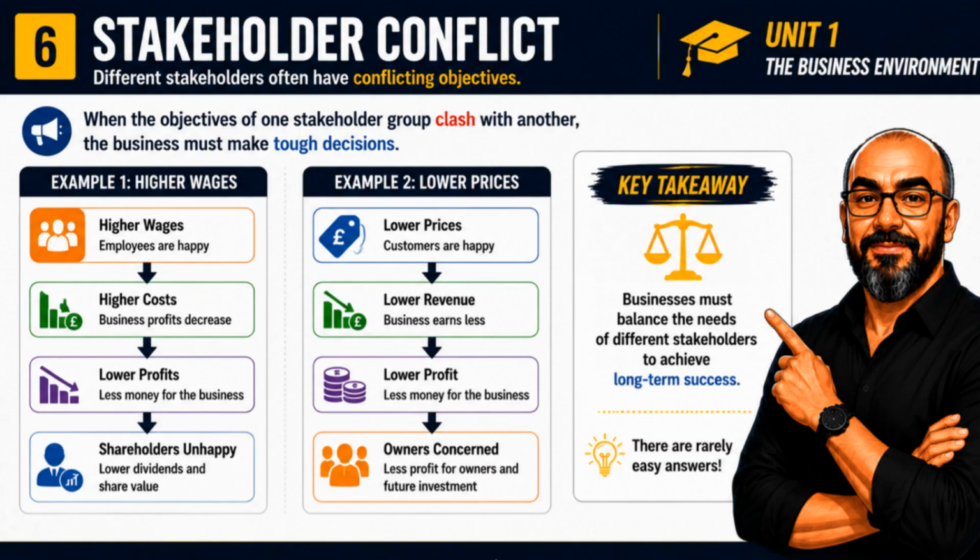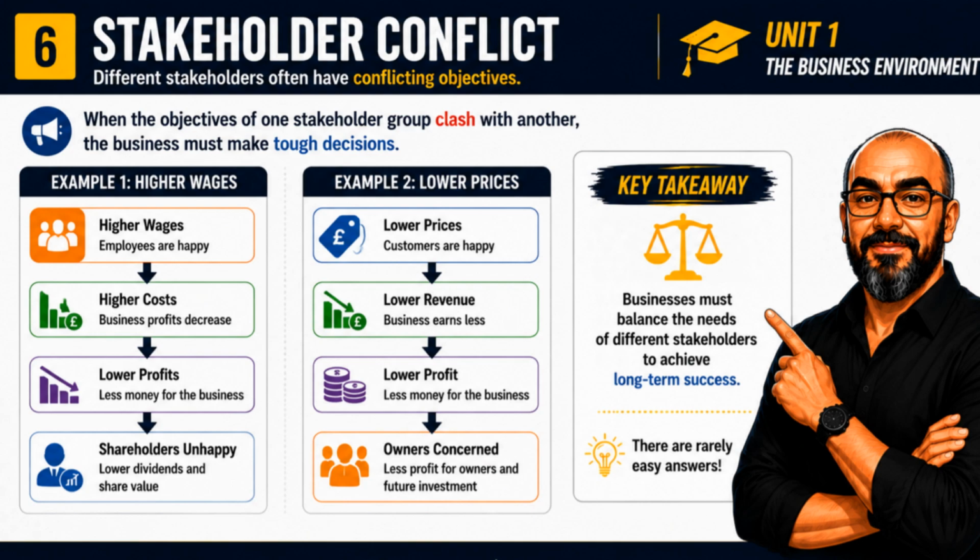Example two, lower prices. Again, sounds fantastic. Customers are going to be really happy. If you go to your local business and you see that the prices are going down, every time you go into the store, you're getting great value for money, same product, same service, same quality, you're going to be happy. However, the reality is because it's lower prices, there's less revenue coming into the business. Because there's less revenue, that means, again, lower profit being recorded. Now, the owners as a stakeholder group are going to be concerned because there's less profit for them, less money for them to take away or for future investment. So you can see, again, one set of business decisions, two different stakeholder groups adversely affected or positively affected.